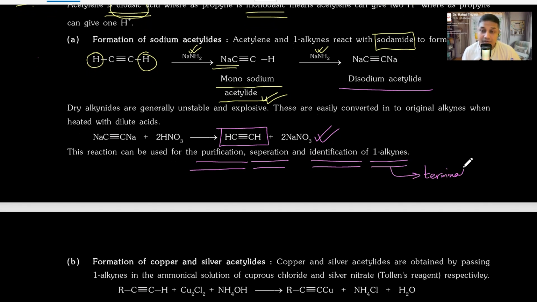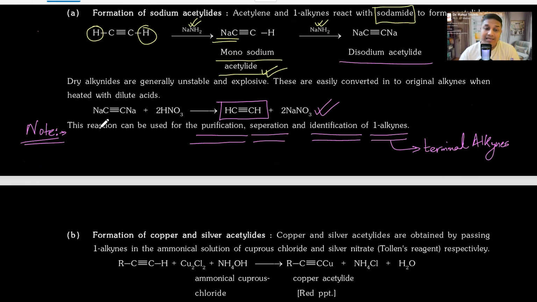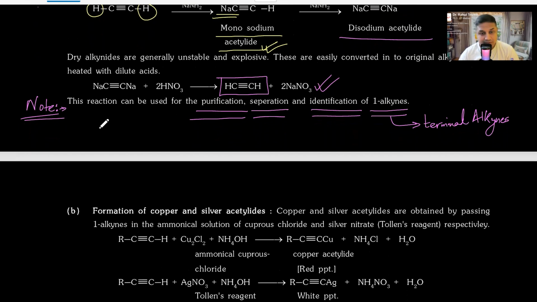Another note pointer, by the way. There's another note point, very important note point. Please write this down. Where do we use these type of reactions? Exposing these, first of all, disodium alkylides to dilute acids whenever we have to purify, separate, or identify terminal alkynes. Good. Let's move on quickly to the next part.